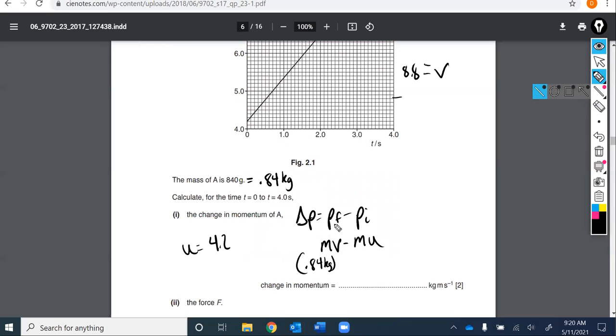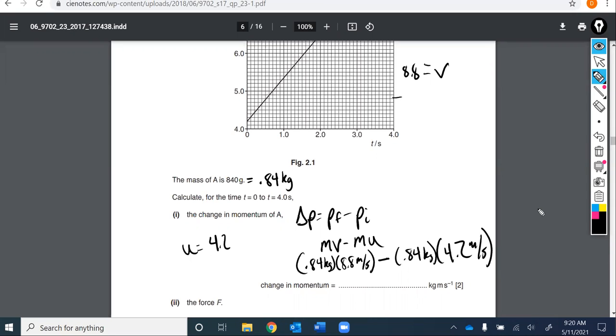So the final momentum is the final velocity times the mass. The mass didn't change, right? It's a constant 0.84 kilos. So 0.84 times 8.8 meters per second will give us units of kilogram meters per second. We'll subtract away the initial momentum, which was 0.84 kilograms times 4.2 meters per second.